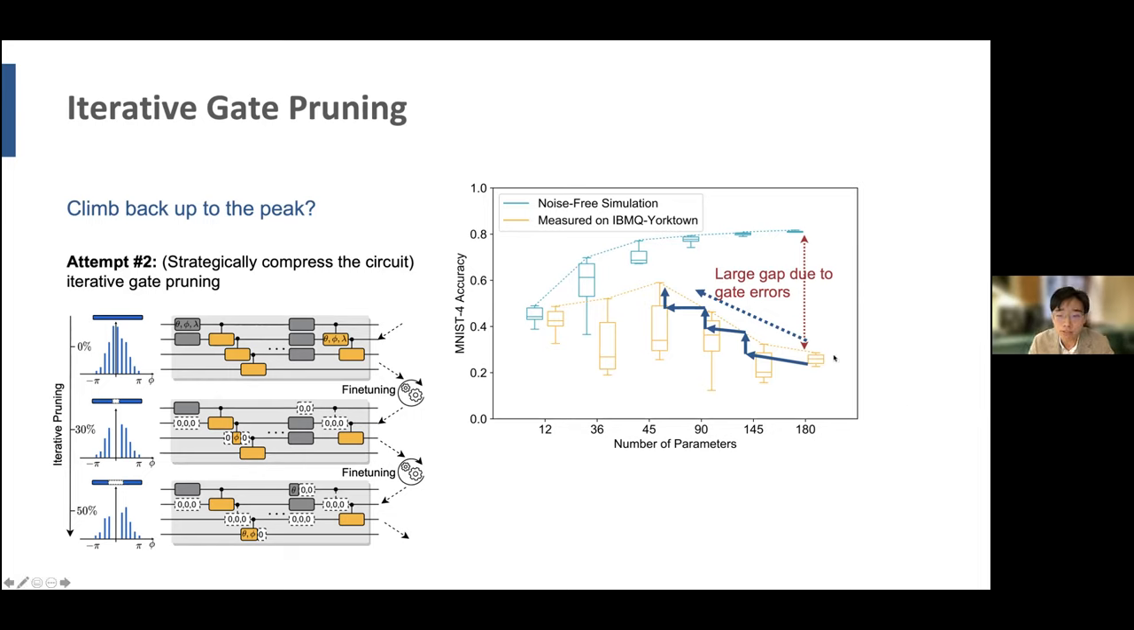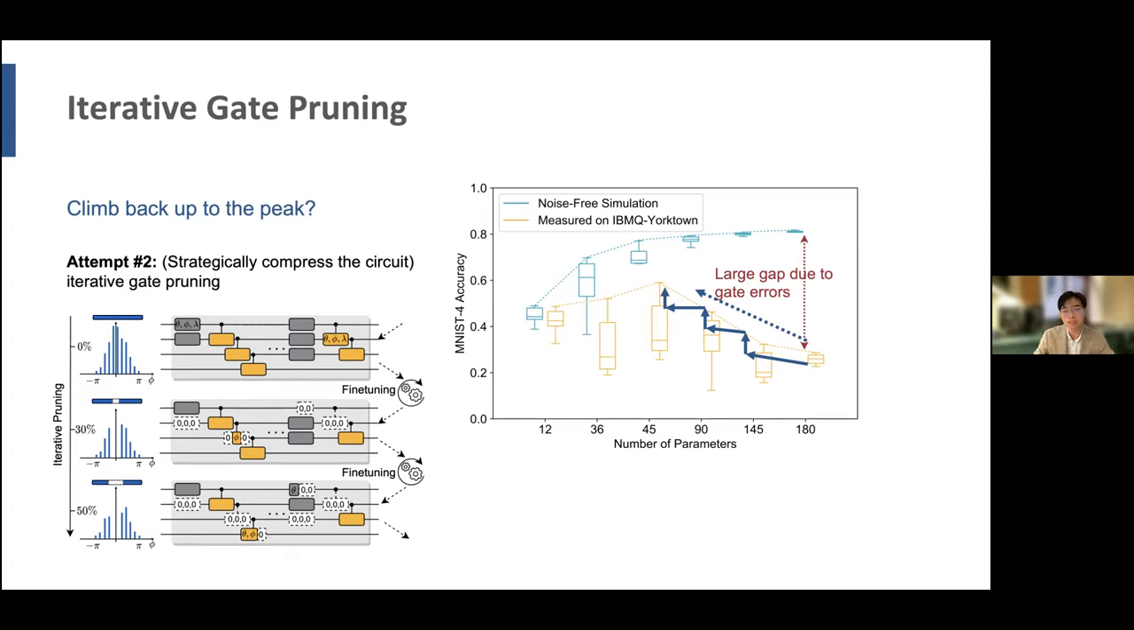So in the figure, schematically, it looks like you have a staircase going upwards to the peak. You first prune some of the gates so that you have fewer parameters. You might expect some improvement because of reduced gates, but it's hard to say. But if you fine-tune the parameters for that reduced, compressed circuit, you can improve the performance at that parameter number, and then keep going. So this is an idea of using iterative gate pruning to try to improve the performance of on-site on the hardware.